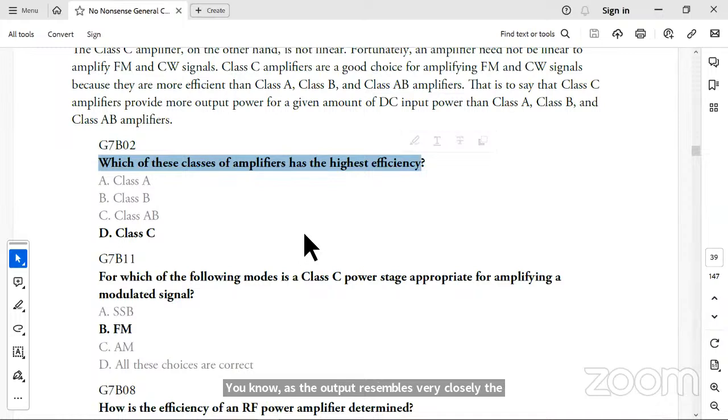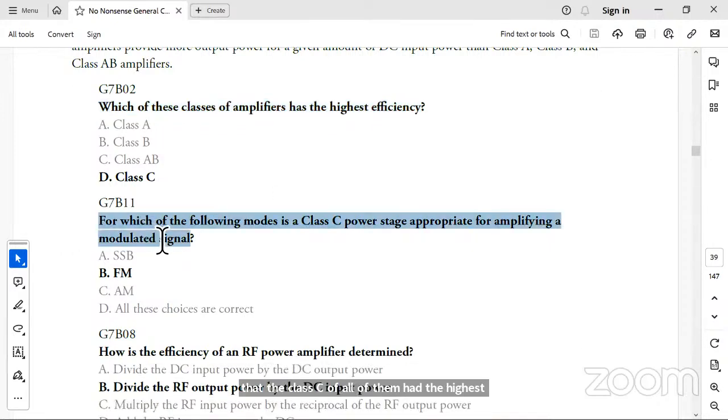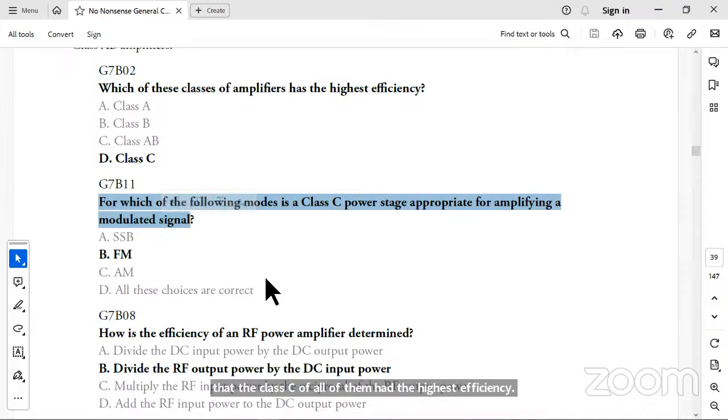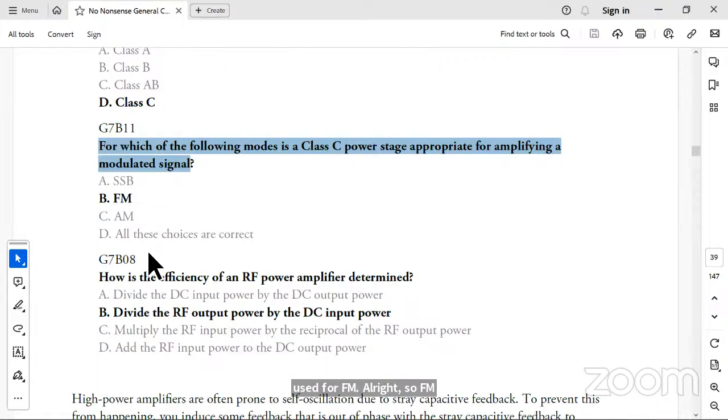All right, next question, which of the classes of amplifiers has the highest efficiency? So we did show that class C, of all of them, had the highest efficiency. All right, sticking with class C. For which of the following modes is a class C power stage appropriate for amplifying a modulated signal? So we said it was the highest efficiency, but also it is used for FM. All right, so FM type mode or FM type signals.